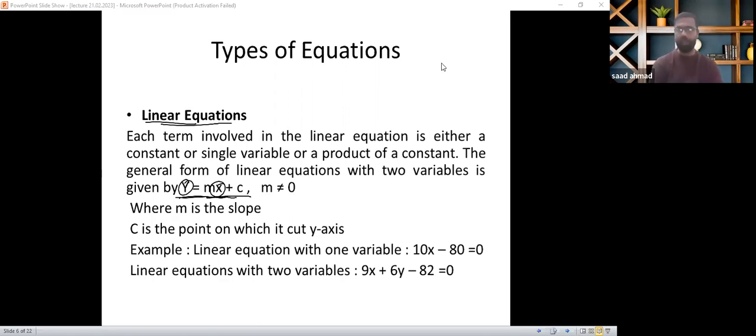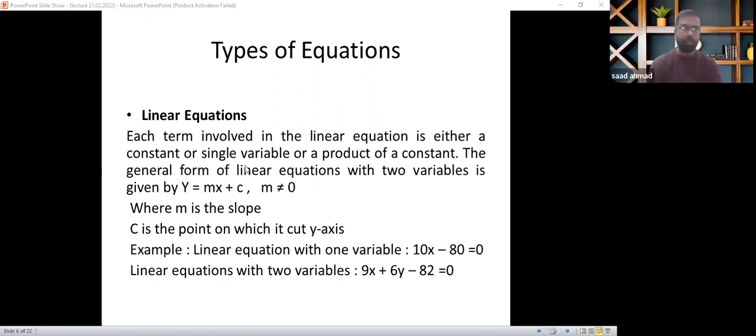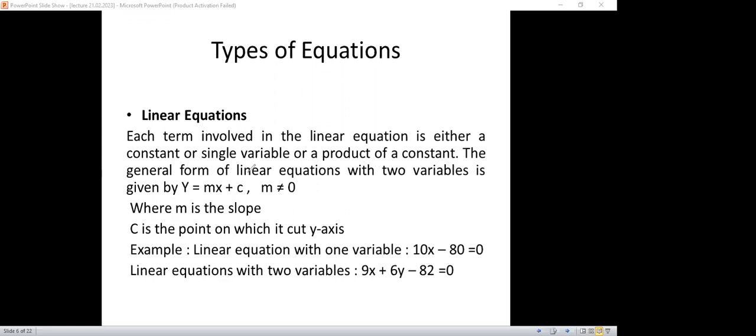Do you have any question, Anil? I have a question. Yes. So basically, is this like combining like terms? Combining like terms? Or what operation is this?